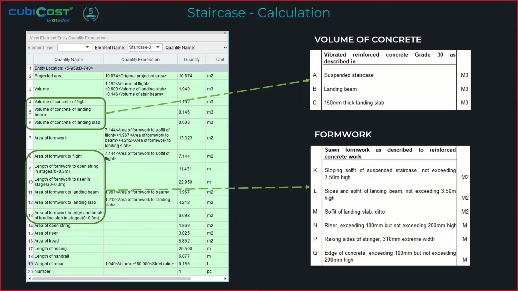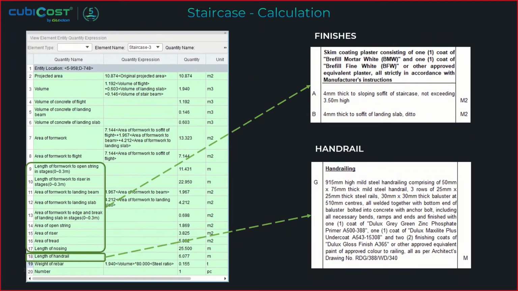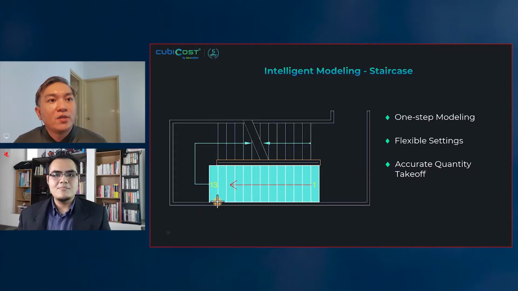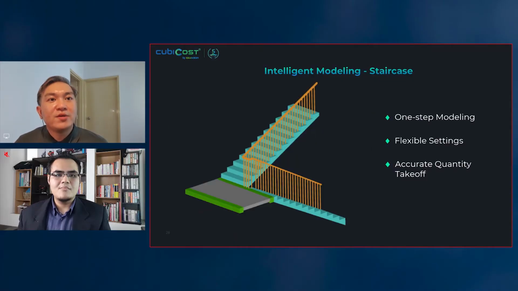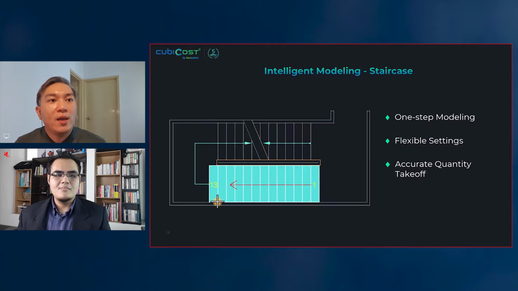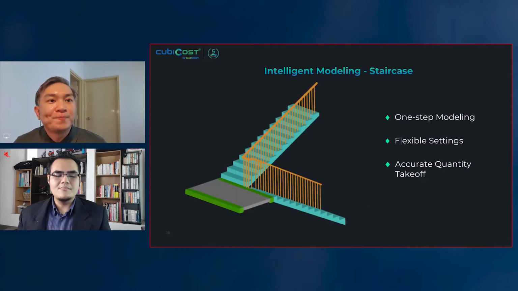Moreover, the quantities required in BQ can be extracted and calculated. For example, volume of the concrete, formwork, finishes, and also handrail quantity. So the new staircase is easier and more flexible to model and quantify now in TSC2.